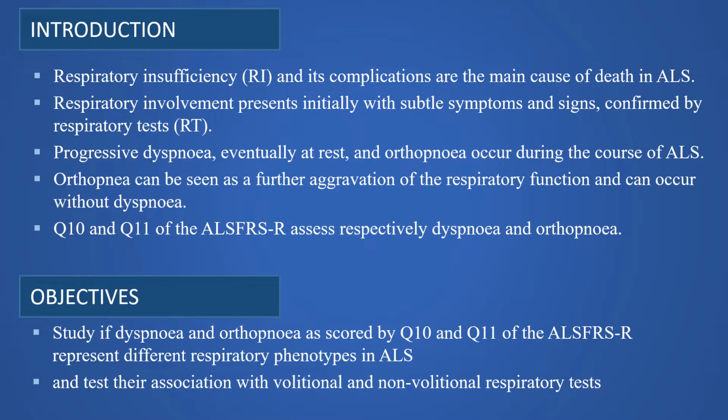Respiratory insufficiency and its complications are the main cause of death in ALS. Dyspnea occurs initially during great respiratory efforts, but eventually at rest, and the orthopnea can be seen as a further aggravation of the respiratory function. These two symptoms are addressed in the ALS-FRS-R, specifically in questions 10 and 11.